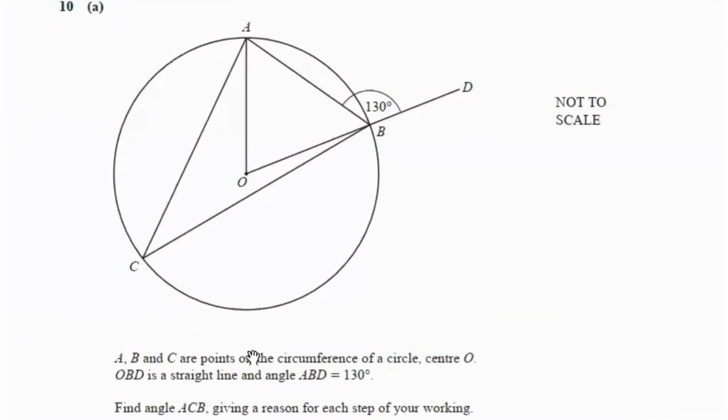Question 10 says ABC are points on the circumference of a circle, center O. OBD is a straight line and angle ABD is equal to 130. Find angle ACB giving a reason for each step of your working.